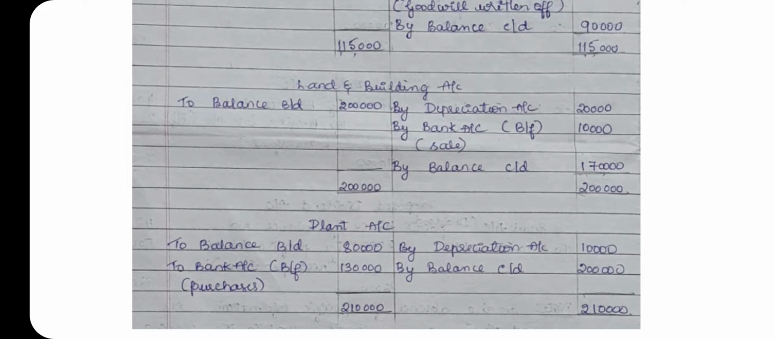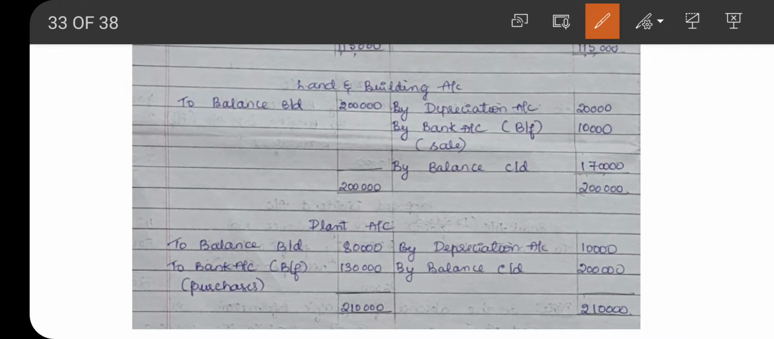Relating to land and building, they have given the opening balance, closing balance and depreciation. Since land and building is an asset, we are going to write the opening balance on the debit side. So to balance brought down 2 lakh. Next we are having depreciation. So by depreciation account 20,000. Then we are having the closing balance. By balance carried down 1,70,000.